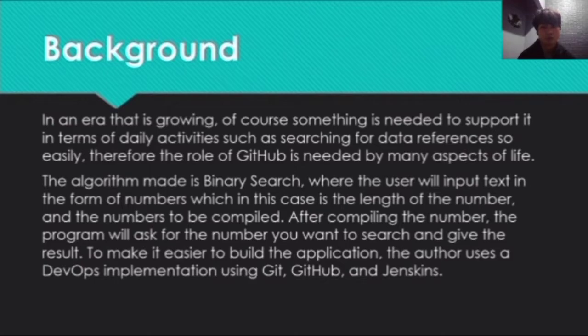In an era that is growing, of course something is needed to support it. In terms of daily activities such as searching for data references so easily. Therefore, the role of GitHub is needed by many aspects of life. The algorithm made is binary search, where the user will input text in the form of number, which in this case is the length of the number, and the number to be compiled. After compiling the number, the program will ask for the number you want to search and give the result. To make it easier to build the application, the author uses DevOps implementation using Git, GitHub, and Jenkins.